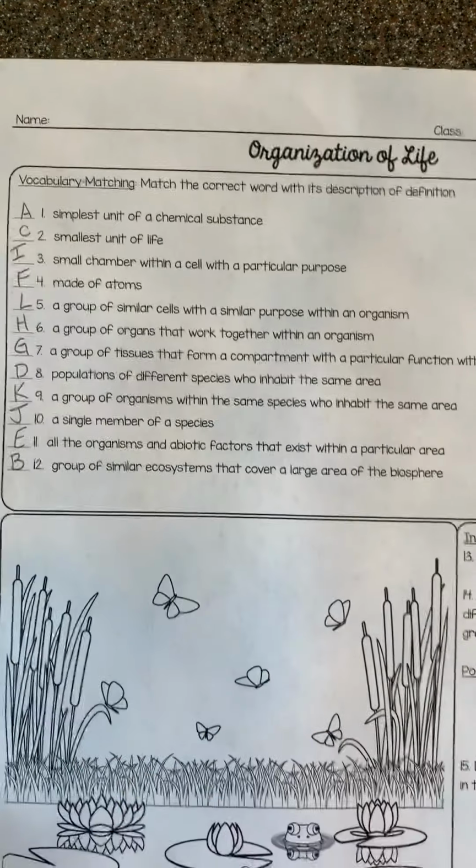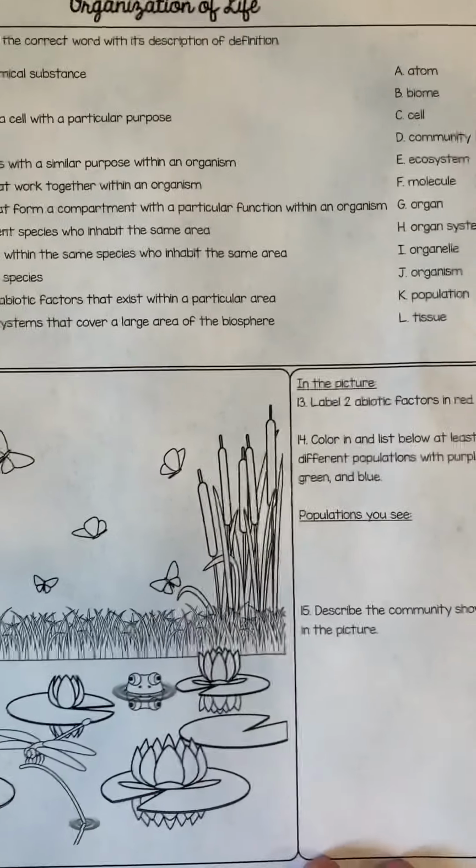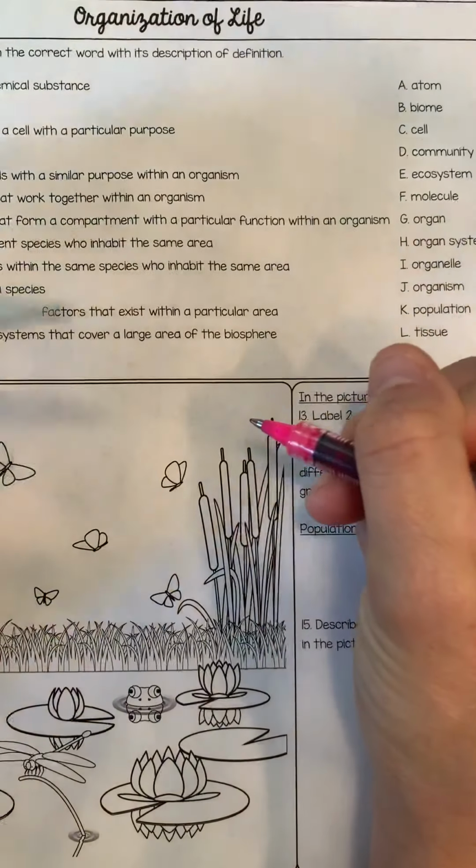Okay, so those are your letters here. Down here, you are supposed to label 2 abiotic factors in red. I don't know that I have red. Maybe I do. Here. Okay. So this is really pink, but it works fine.